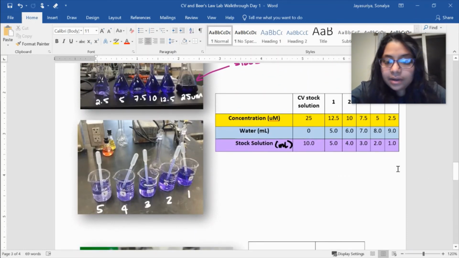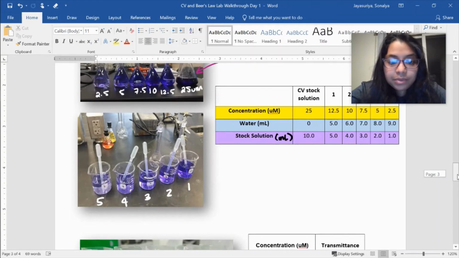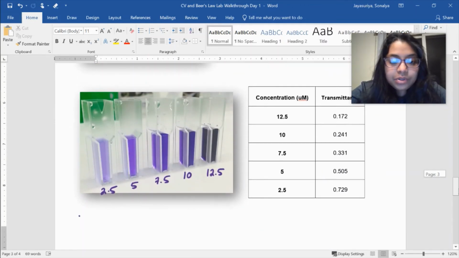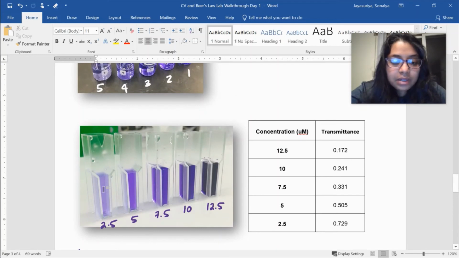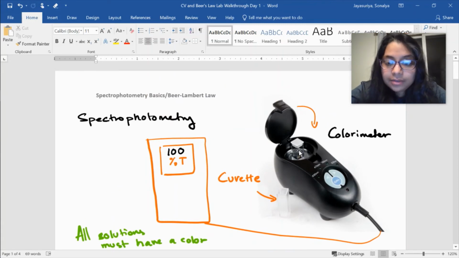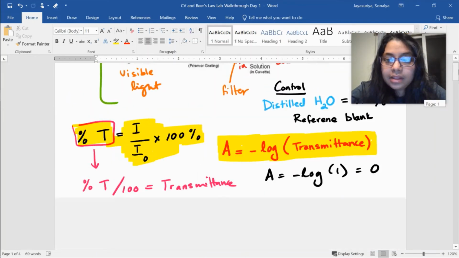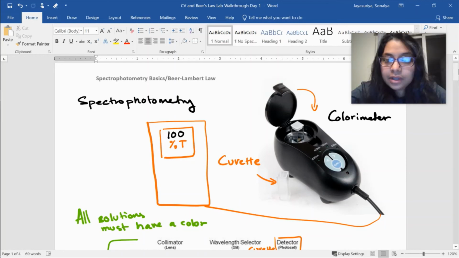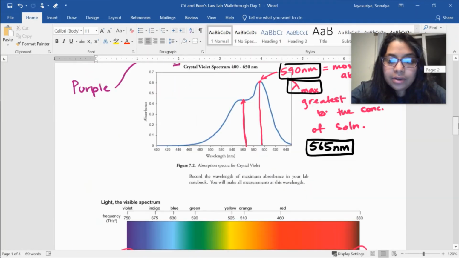We stopped right here where we had just looked at the 5 solutions that were our dilutions. And what you would do is you would take those dilutions and you would put them into a cuvette like this. These are some fancy cuvettes, but you put them into a cuvette like this. You close the cuvette top, and then one by one, you would put it into the colorimeter, and then you would measure the transmittance. The transmittance value will be read on the little screen that is connected to the colorimeter, and then you can record it in your lab notebooks.